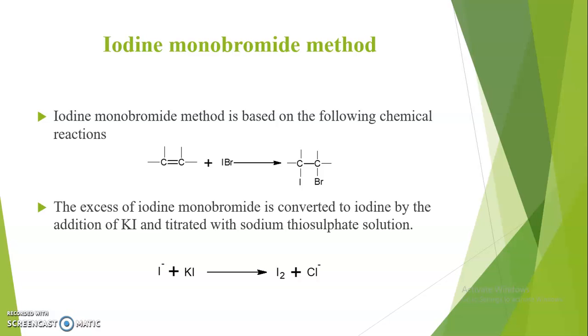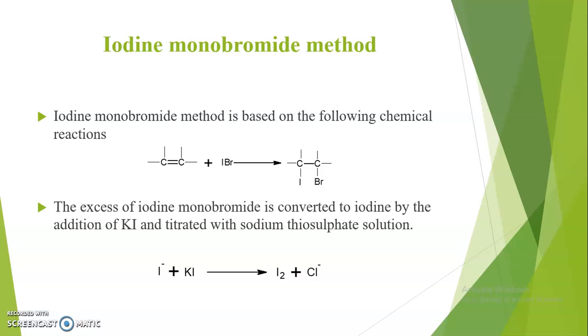So this is about the principle involved in the iodine monobromide as well as the iodine monochloride method. Depending upon the amount of sodium thiosulfate that is consumed, by using the formula we can carry out the calculations and determine the iodine value. You can remember that in this case we are going to use starch as our indicator. Now, what is the role of starch?